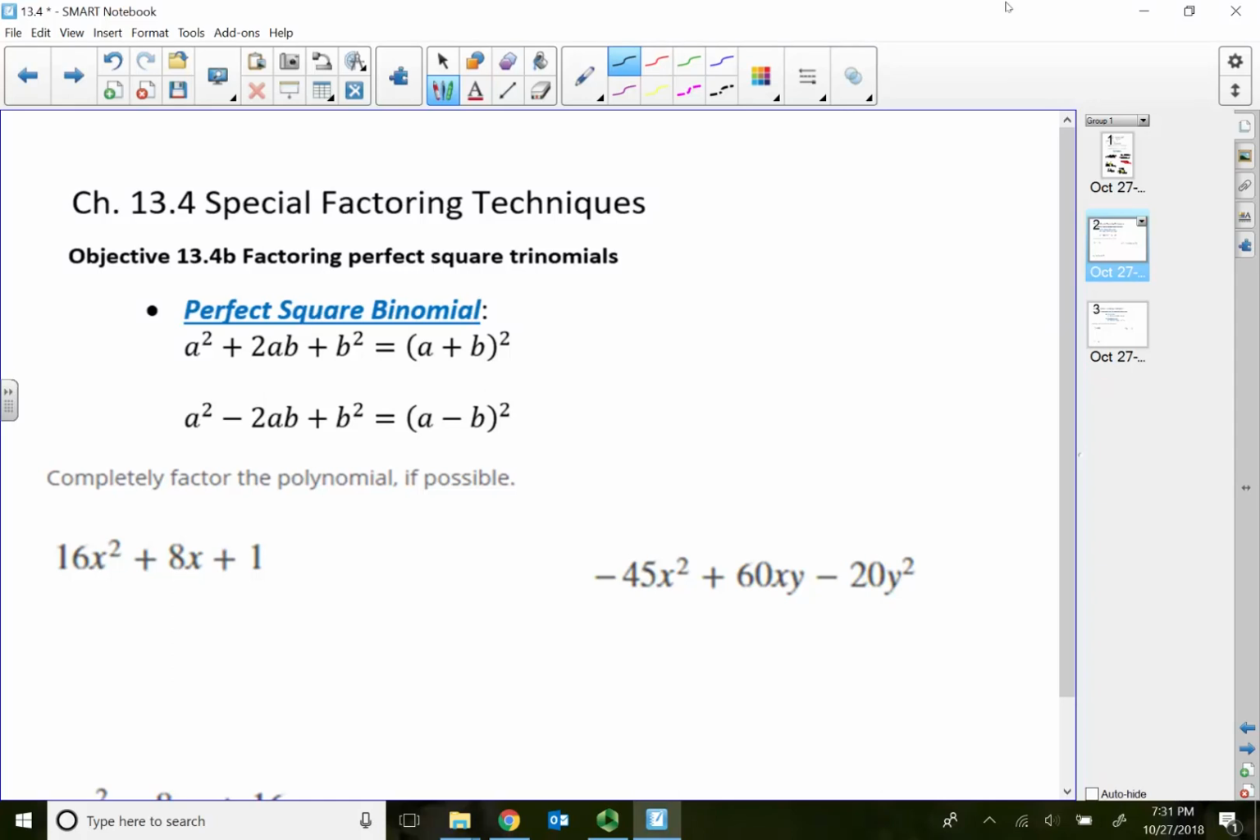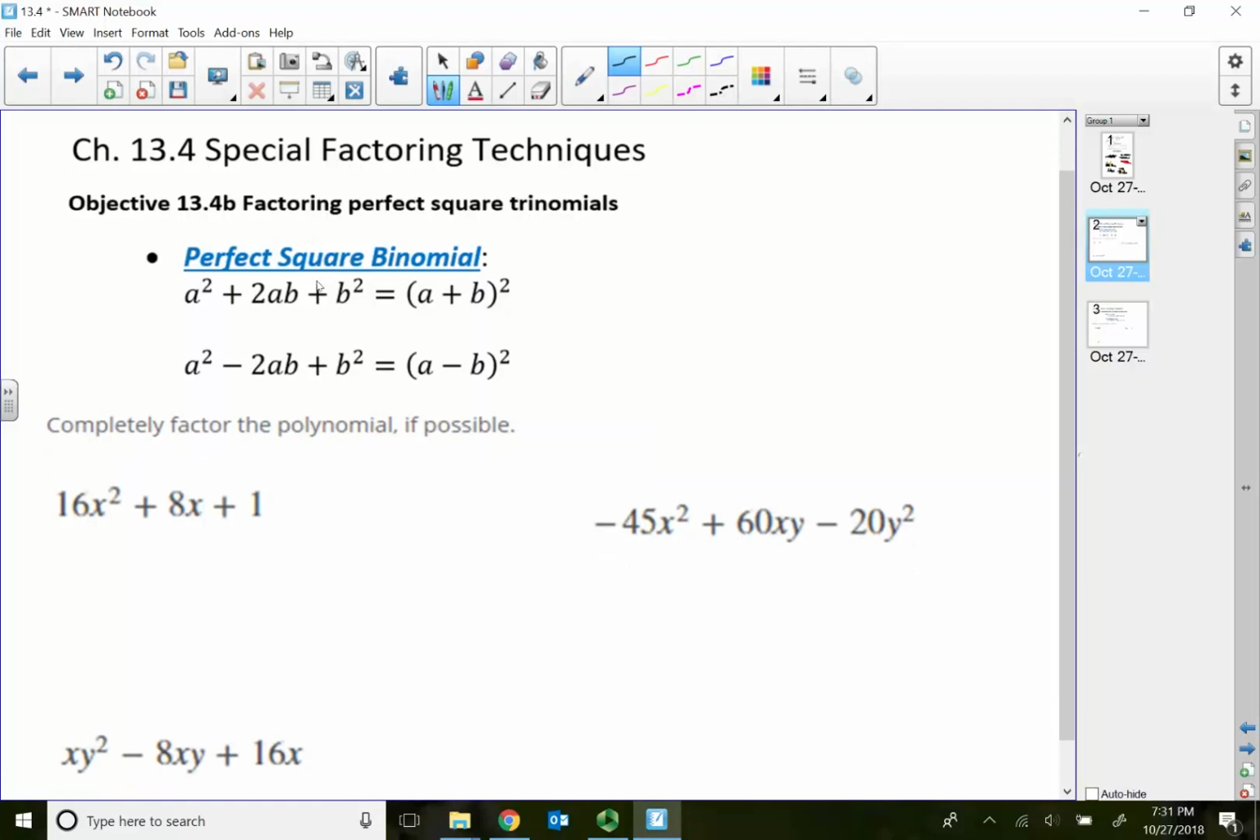13.4. In this video, let's take a look at how we can factor perfect square binomials. Back in module 12, I asked you to memorize the perfect square binomial formula. If I have (a plus b) whole thing squared, my answer is always going to look like a squared plus 2ab plus b squared.